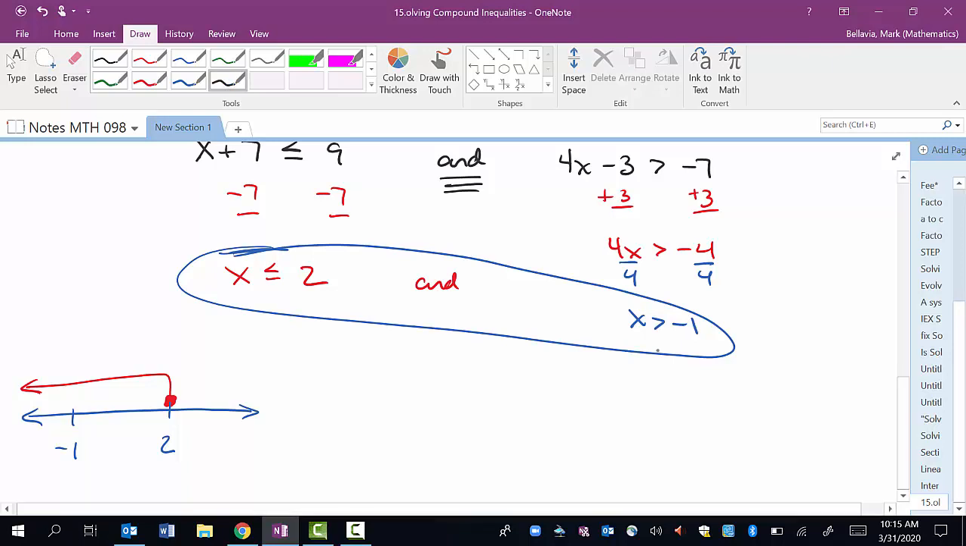X is greater than -1. Well, -1 is not included. There's no equal sign in here, so it's an open circle. And we want to shade this one for x is greater than -1. Greater numbers or bigger numbers are to the right of it. So I would shade it to the right.